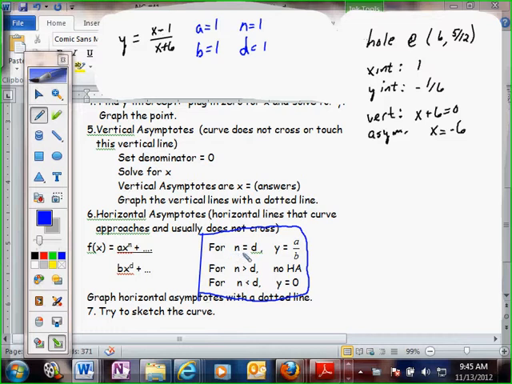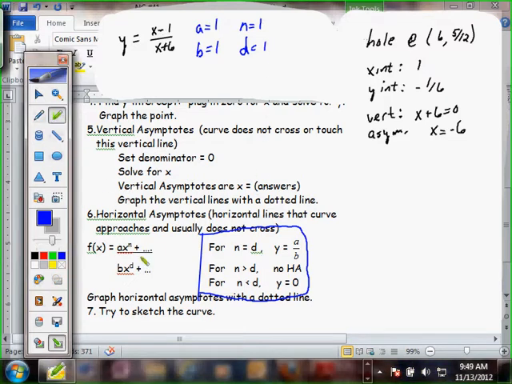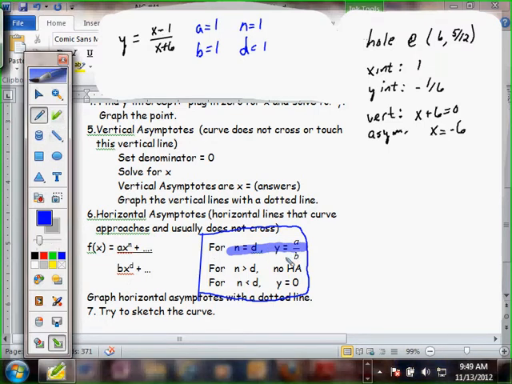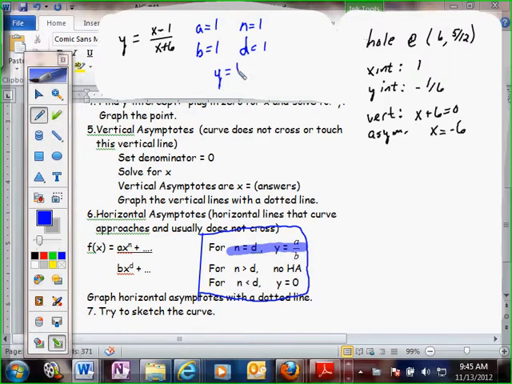Okay? It says for n equals d. Is n equal to d here? Yes. So we're right here where n is equal to d, right here on this one. Where n equals d, my horizontal asymptote is going to be the line y equals a over b. Or in other words, the line y equals 1 over 1, which is 1. So my horizontal asymptote here is going to be y equals 1.